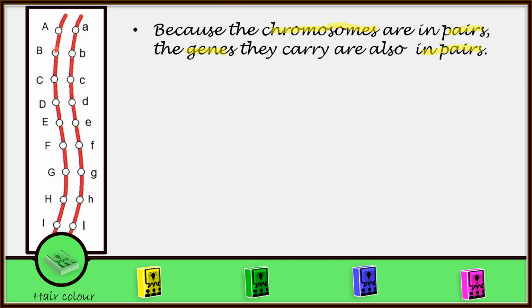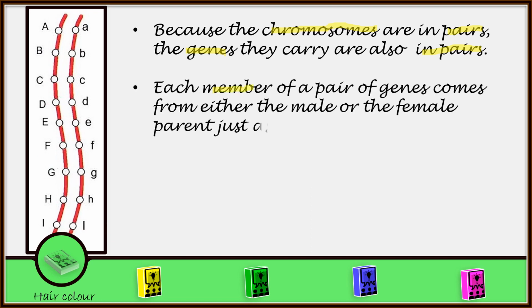For example, if we say this one came from the male parent and this chromosome came from the female parent, this gene capital A and gene small a are also in a pair. They are on different chromosomes but located at the same point, so that when the homologous chromosomes come and align themselves, they are in pairs. As you can see, B and small b, D and D, G and small g, I and I, they are in pairs.